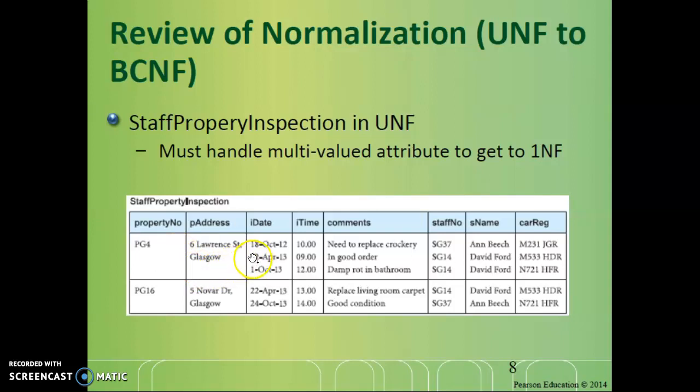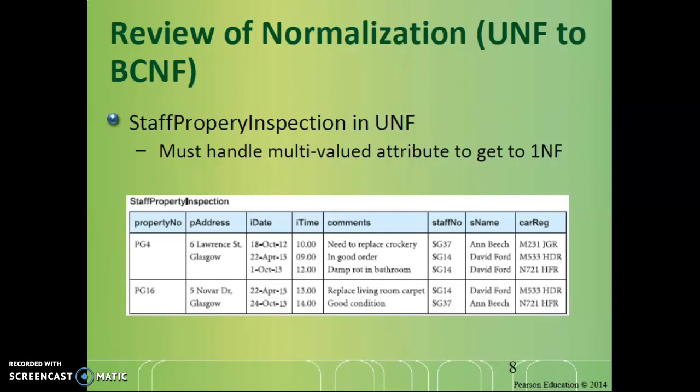So for example, for inspection date, inspection time, comments, staff number, staff name, car registration, there are multiple values. For a single attribute, we are seeing multiple values. The intersection of row and column should be only one value, but we are having more than one value. That is called repeating groups, multiple values. So it is in unnormalized form.